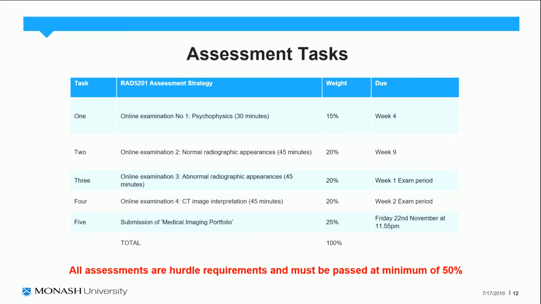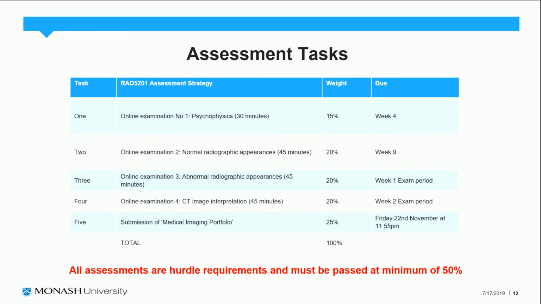Task 2 is an online exam. The focus of that will be on the normal radiographic appearances, and that test will be 45 minutes long with a weighting of 20%, and that will take place in week 9. Task 3 will be an online exam, and that is on the abnormal radiographic appearances of the plain radiographs, and that weighting is 20%, and this will take place in week 1 of the formal university exam period.